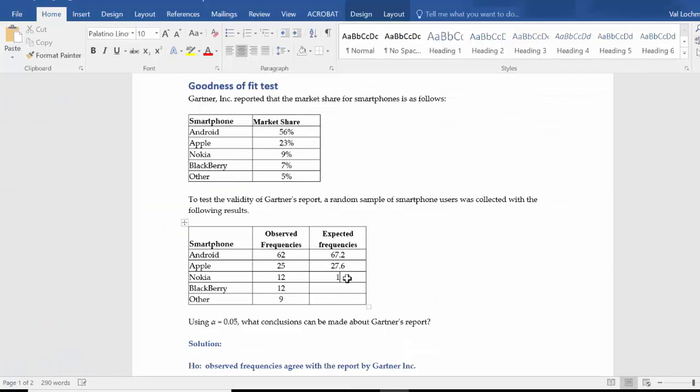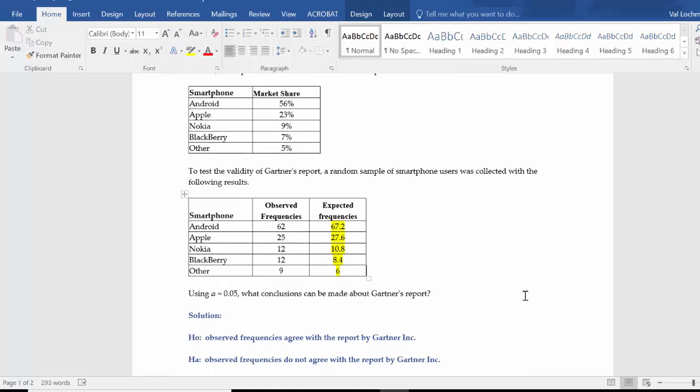Nokia was 10.8, 8.4, and 6. These are my expected values. Let me highlight them. Are they different? Or our observed values, are they different? Yes. Are they different enough?